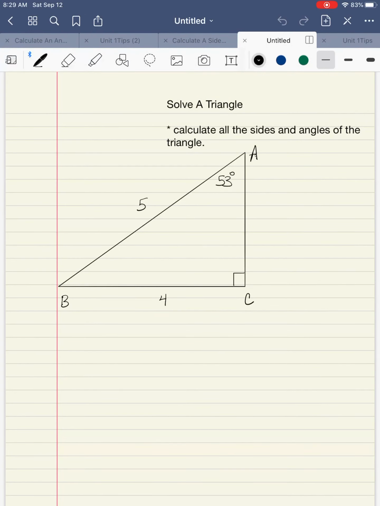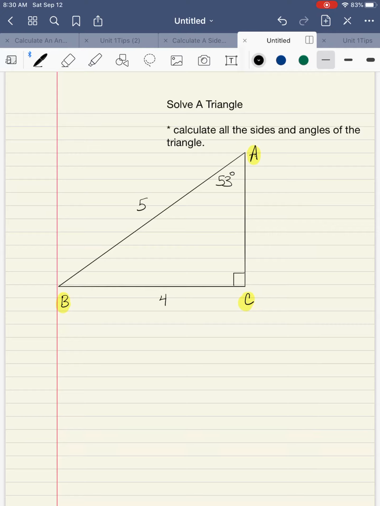Okay, in this video we're going to look at what it means to solve a triangle. When you solve a triangle, you want to calculate all the sides and angles of the triangle. When you look at this triangle here, one thing I want you to notice is that we have the corners, vertices, labeled. We have capital A, capital B, and capital C. Those are going to indicate the angles of those corners.